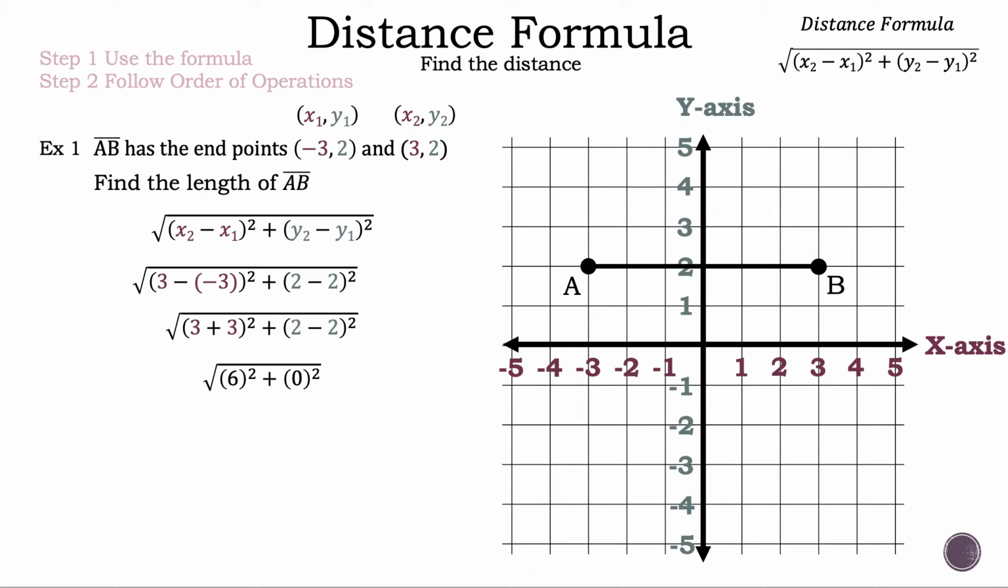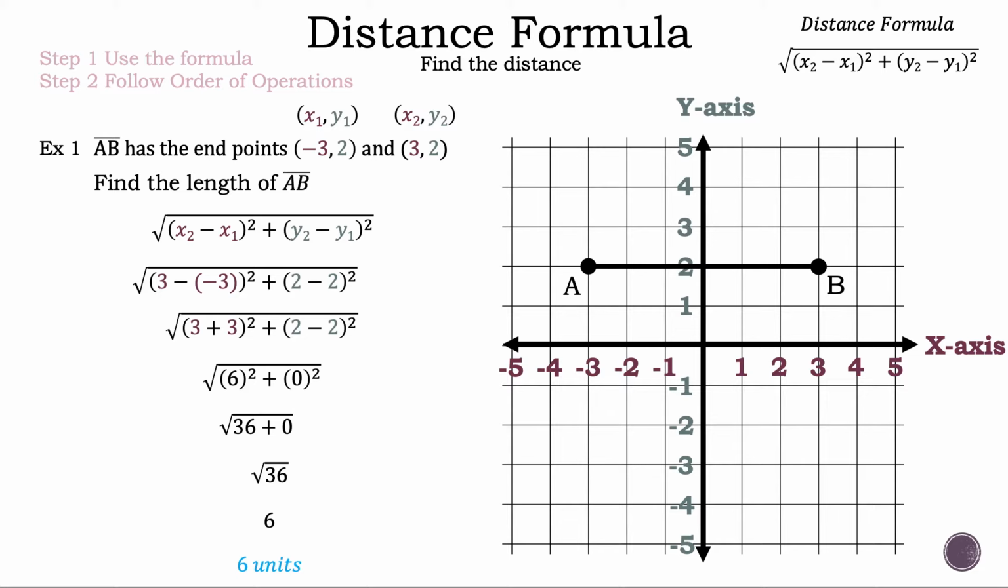So now let's square these numbers. 6 squared is 36, and 0 squared is 0. So now we have the square root of 36 plus 0. Let's add those two numbers, and the result is 36, because 36 plus 0 is 36. And now we have the square root of 36, and the result of that is 6. Can't forget our unit since we're talking about distance, so our final answer is 6 units. Since it didn't specify a unit, like centimeters or meters, we use the word units.